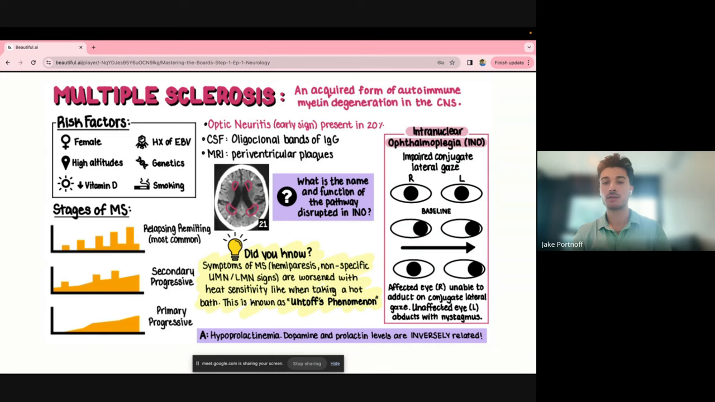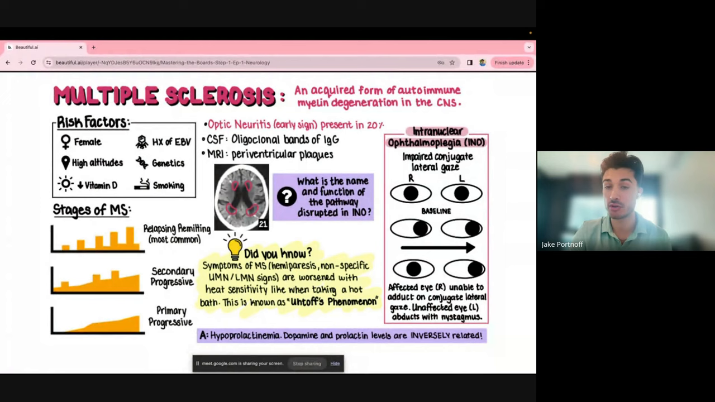Okay, so guys, stay out for INO, young females, focal neurologic deficits, think MS. If we relate it back to the question, guys, in our CSF, we're going to get oligoclonal bands of IgG. Reminder that multiple sclerosis is an autoimmune pathophysiology, guys. IgG, or immunoglobulins, are going to be increased in our CSF. Okay, that's the integration there.